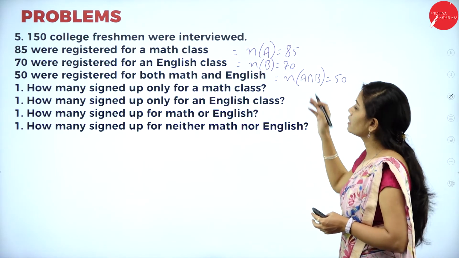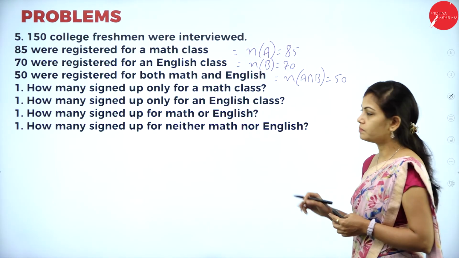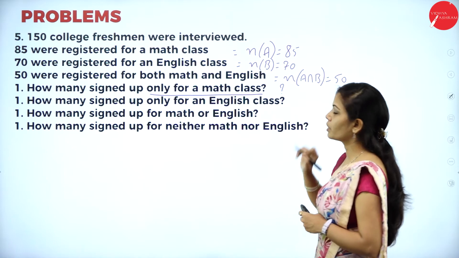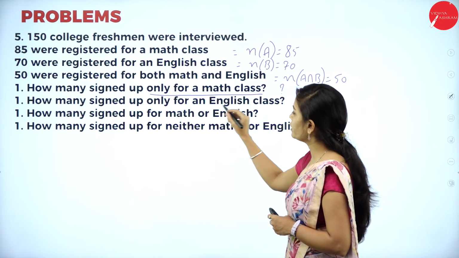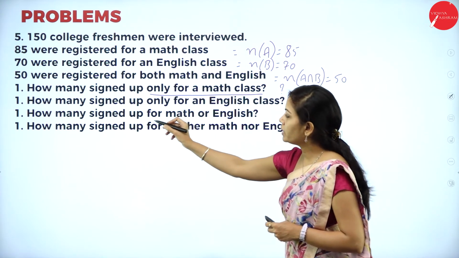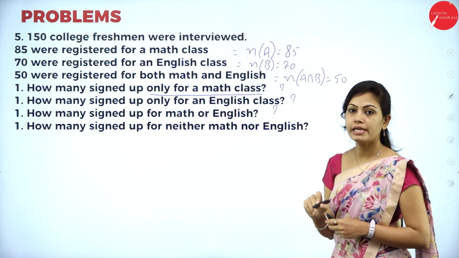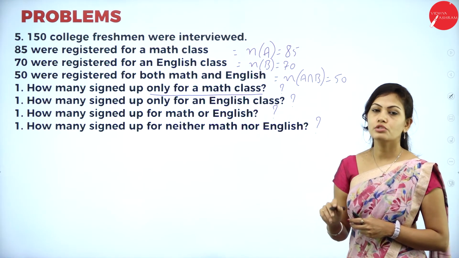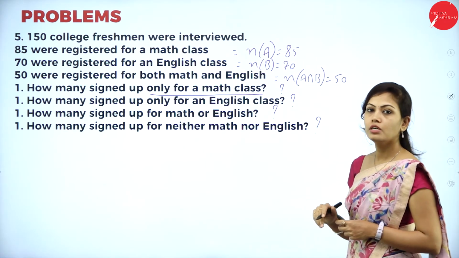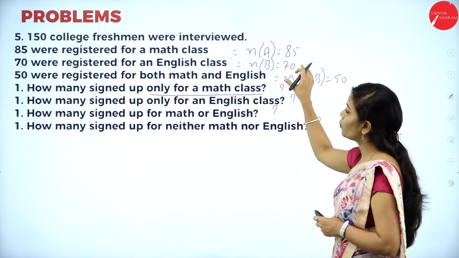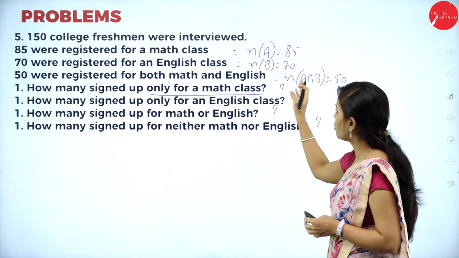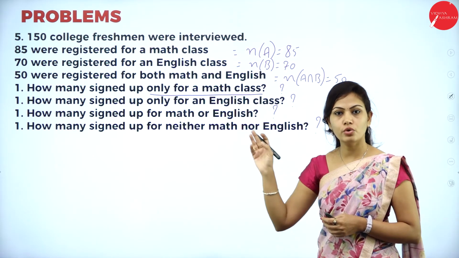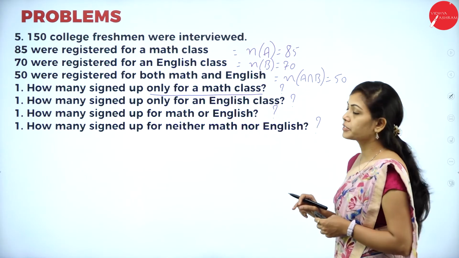First write all the given values, then easily you can draw a Venn diagram. And the question is: how many signed up only for a math class? This is your first question. And how many signed up only for an English class? And how many signed up for both math and English class? And how many signed up for neither math nor English? So first write the given values. Here no need to use the formula for n(A intersection B) or n(A union B). For n(A union B), we know the value, it is 150. n(A intersection B) is equal to 50.